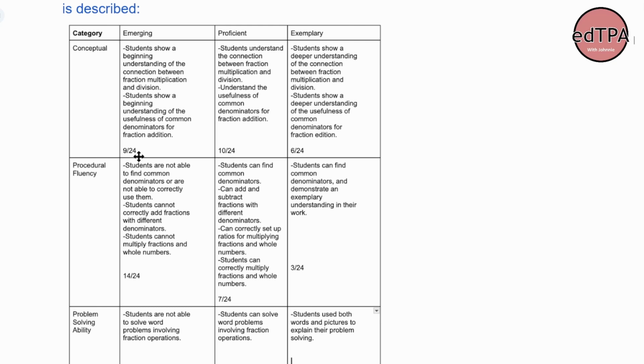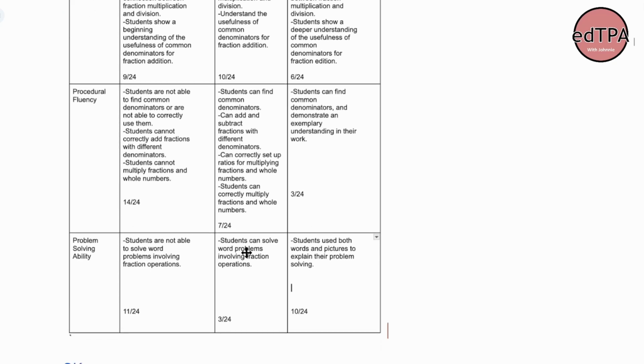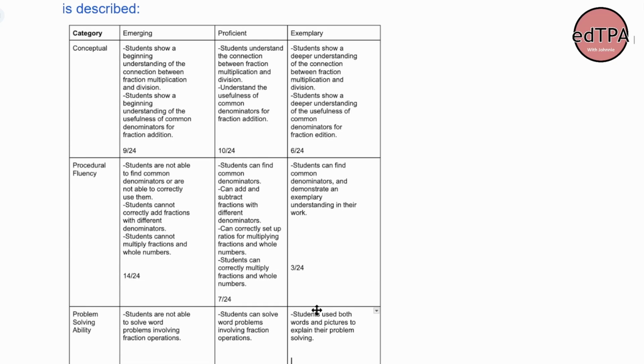The 24 represents how many students were in the class, and the number before it represents how many people at that level. So 9 of 24 students were at emerging level concepts. 10 out of 24 were at proficient levels at the conceptual understanding, and 6 of 24 were the exemplary level for conceptual understanding. For procedural, 14 of 24 emerging, 7 of 24 for proficient, and for exemplary, 3 of 24. And then finally, problem solving, 11 of 24 at emerging, 3 of 24 at proficient, and 10 of 24 at exemplary. So you can see a number of things here.